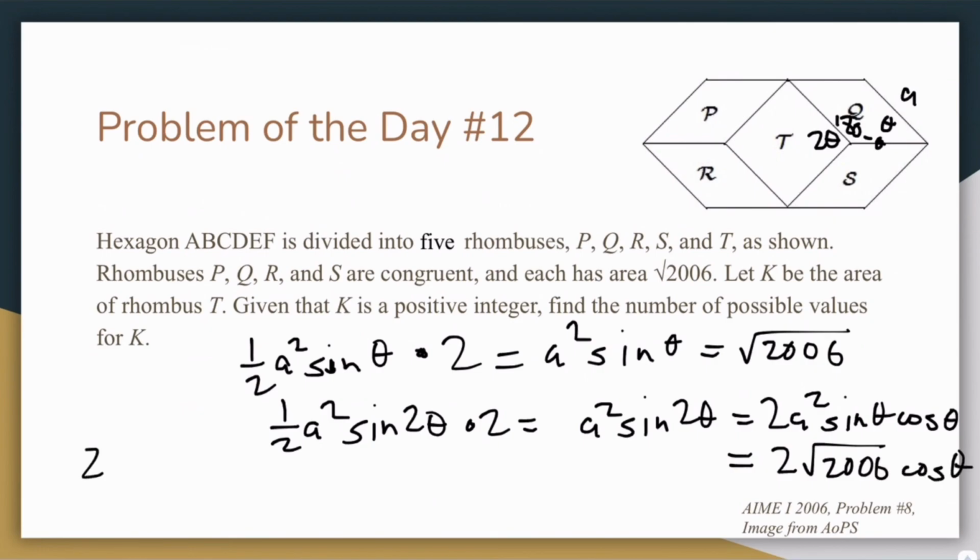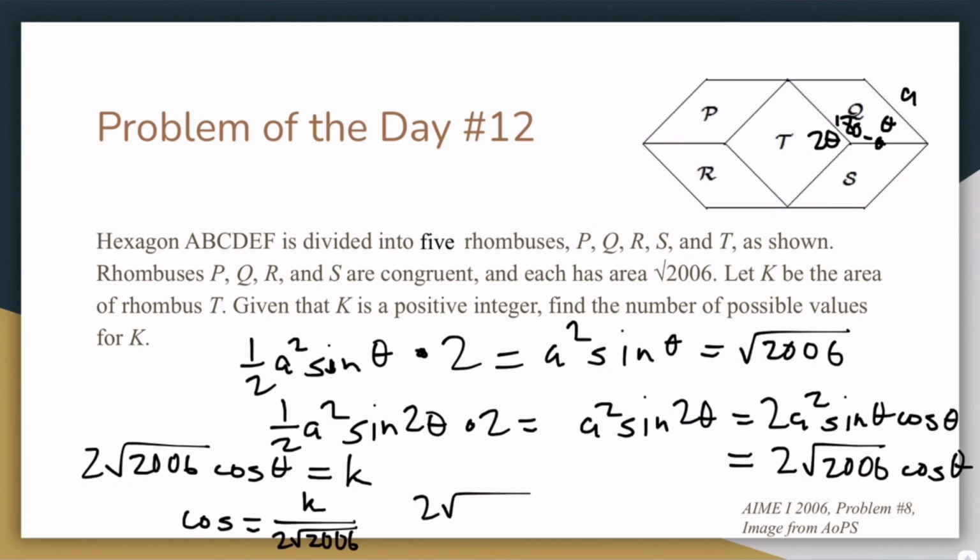Now we know that 2 root 2006 cos theta equals an integer k. So cos theta equals k over 2 root 2006. And 2 root 2006 is a little less than 90, so k must be less than 90 and greater than 0. So the number of possible values of the area of T is just 89, which is our answer.